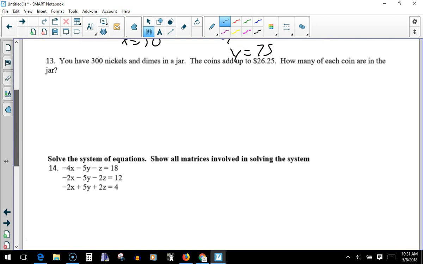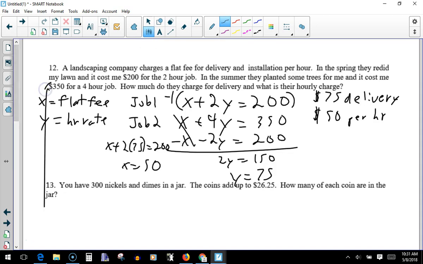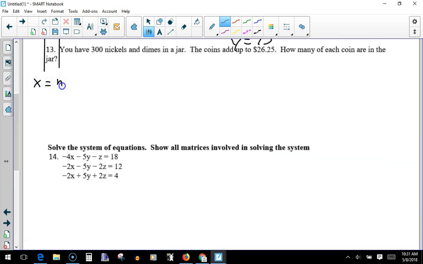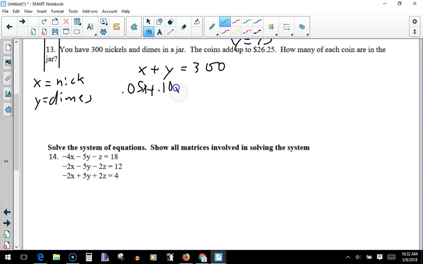Okay, back to a number, value, value, value. So I want to make x, love when this happens. X is going to be my nickels, and y is going to be my dimes. Again, if you want to use N and D, that's fine. So I have an unknown number of nickels plus an unknown number of dimes, but I do know that there are 300 in the jar. Very important here. Nickels are 5 cents. Dimes are 10 cents. And the total value was $26.25.